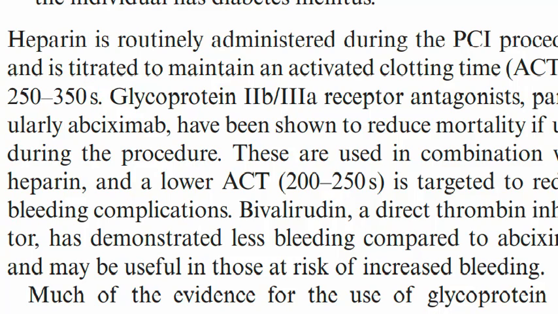Another drug, abciximab, a glycoprotein 2B3A receptor antagonist, is more preferred over heparin during this procedure, maintaining a target activated clotting time between 200 to 250 seconds. Then we have another type of anticoagulant, bivalirudin, which is a direct thrombin inhibitor. It also demonstrates less bleeding tendency as compared to abciximab.